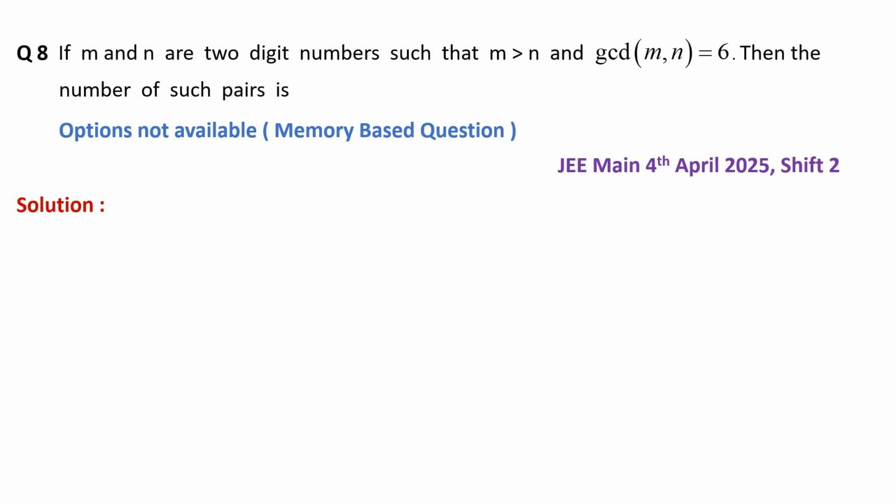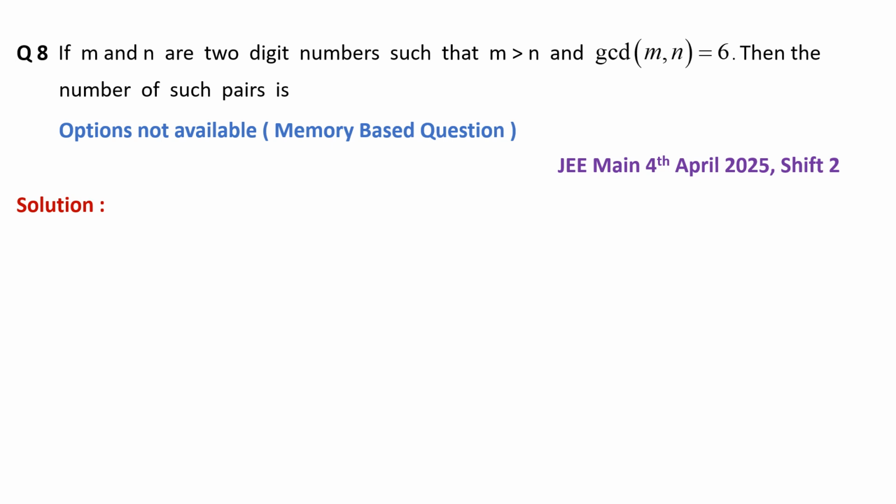Myself LS Nanda. Now in today's video, I am going to discuss the solution of a mathematics question that was asked in one of the shifts of JEE Main 2025 April session exam. This question involves the concepts of basic mathematics. It says if m and n are two-digit numbers such that m is greater than n and GCD of m and n is equal to 6, then the number of such pairs is.